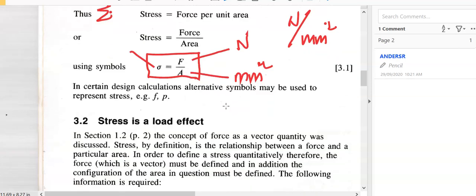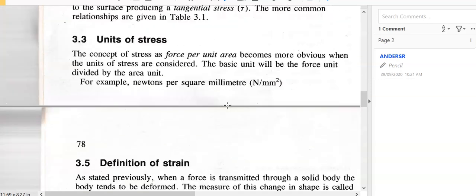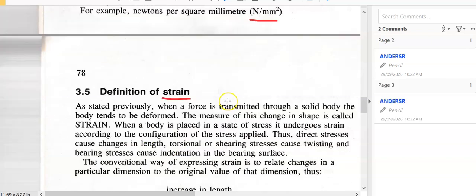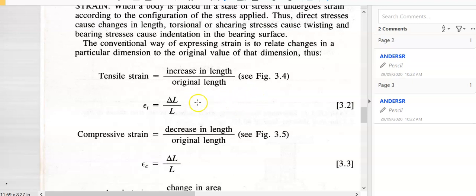Right, I'm going down to the next thing. There's the units over there, newtons per millimeter squared or newtons per square meter, as I said. The next thing is strain. There's the big formula and the symbols: delta L over L. I will generally use delta small l. And that delta L there is the increase in length divided by the original length.